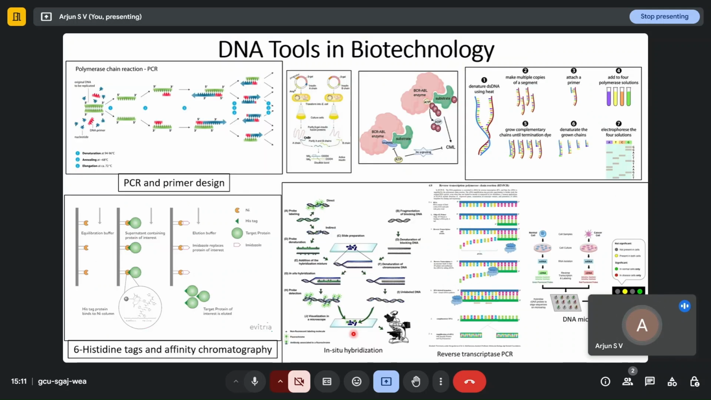And week 3 was a continuation of week 2, where we saw more DNA tools used in biotechnology, starting with the concept of PCR, the polymerase chain reaction. We saw the steps involved in PCR, which are generally denaturation, annealing, and extension or elongation.